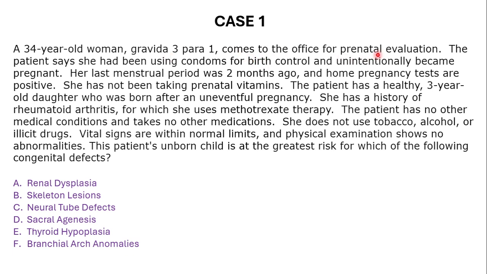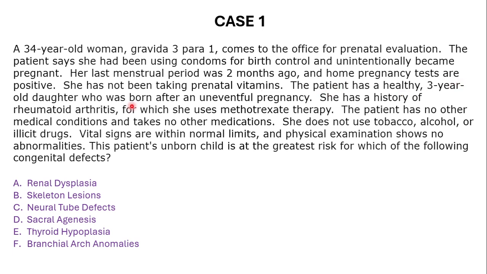So she comes to the office for prenatal evaluation. The patient says she had been using condoms for birth control and unintentionally became pregnant. Oops. Her last menstrual period was 2 months ago. Home pregnancy tests were positive. Here we go. She has not been taking prenatal vitamins, including folate. We got a problem. Houston, we have a problem. Now the baby is at risk for having neural tube defect, okay?